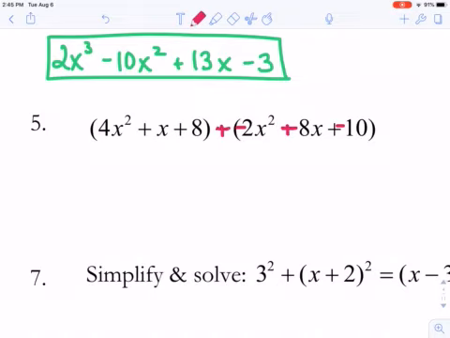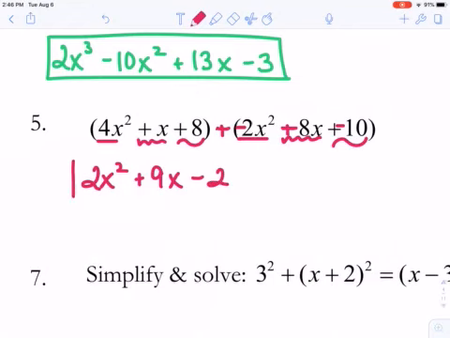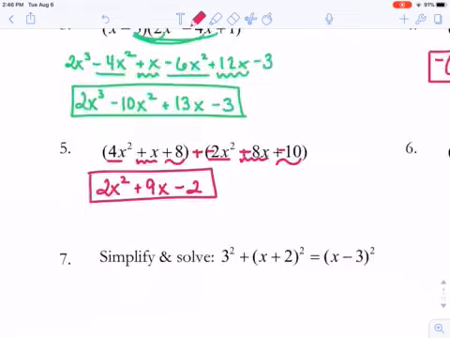Once I change all those signs, now I just do the exact same thing as number 4 and just combine my like terms. So I'm going to see my 4x squared and my negative 2x squareds leave me with 2x squareds. The x and the positive 8x combine to get me 9x. And then the 8 and the negative 10, 8 minus 10 leaves me with negative 2. And so I was able to combine those terms as well. Again, I did not multiply.